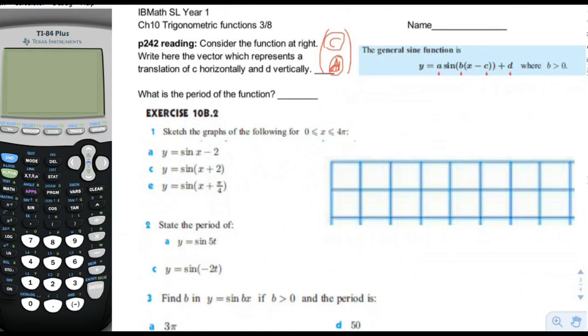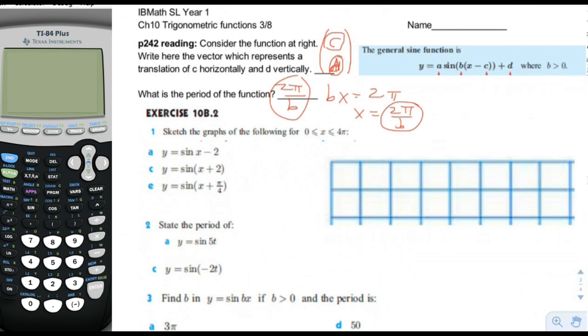Okay, what is the period of the function? Remember, we can find it by saying bx equals 2 pi. Then what's x going to be? x is equal to 2 pi over b. So the period is 2 pi over b. You can see the bigger the b gets, the smaller the period gets.